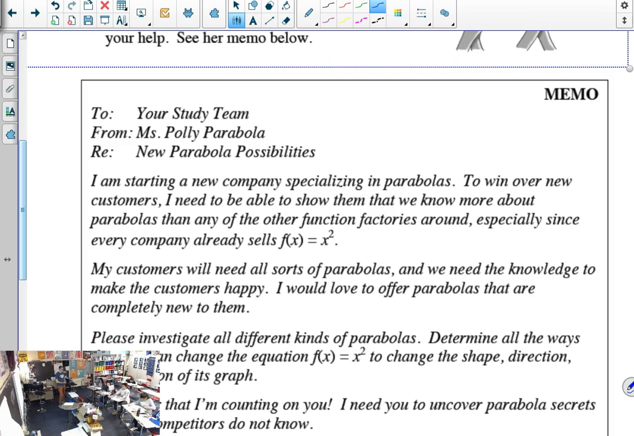Anyone want to read the memo, or are you just going to keep listening? All right, Ava, read the memo like Parabola. Whatever you want to write.